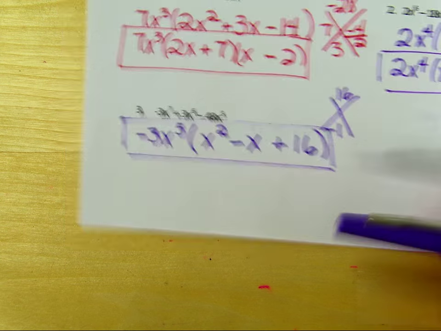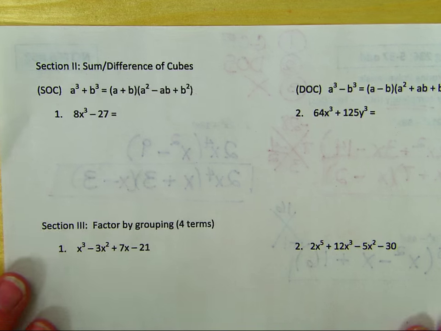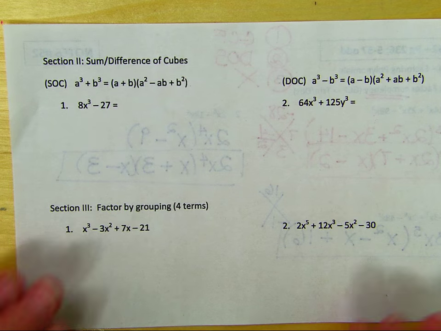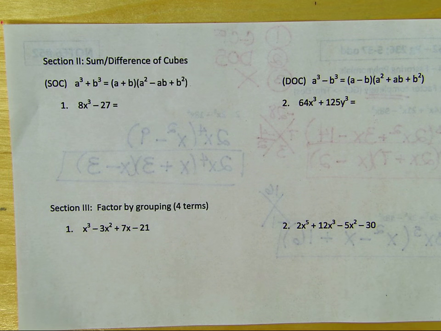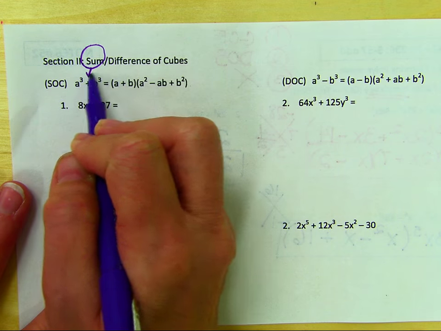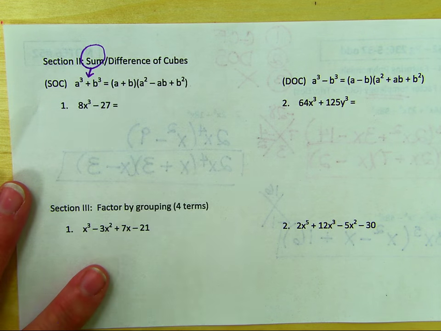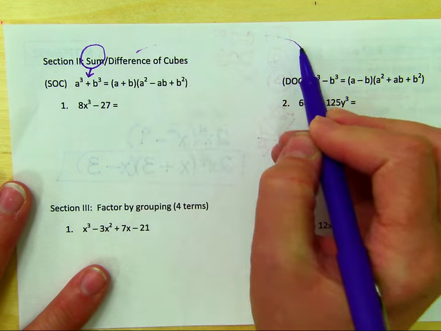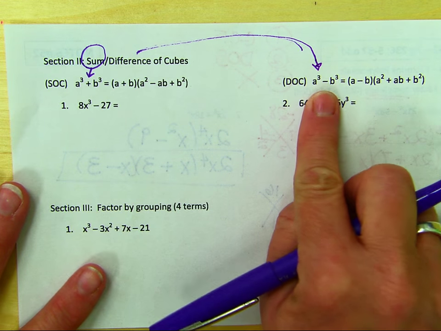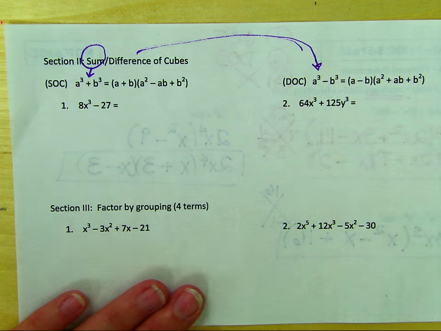All right. So on the back, we've got some new forms of factoring, okay? When you have a difference or a sum of cubes, this is my sum of cubes right here because 2 cubes are adding. This is my difference of cubes right here because the 2 cubes are subtracting.